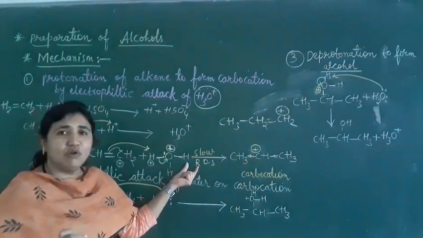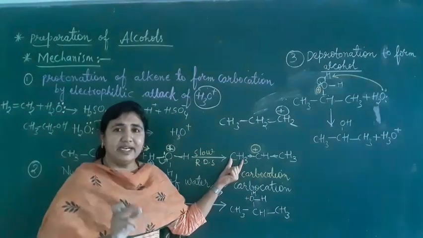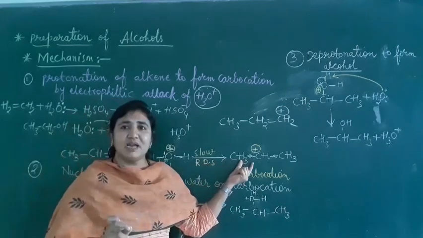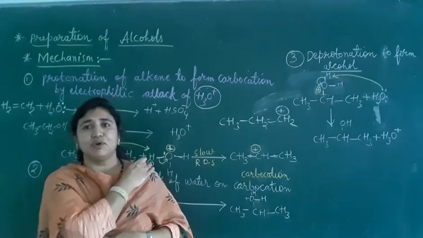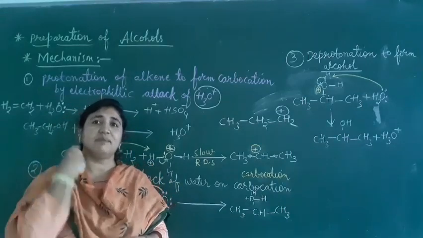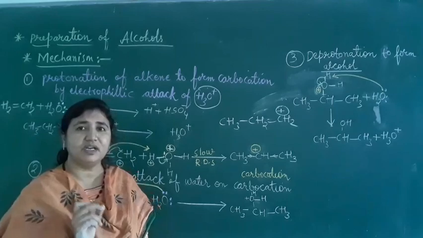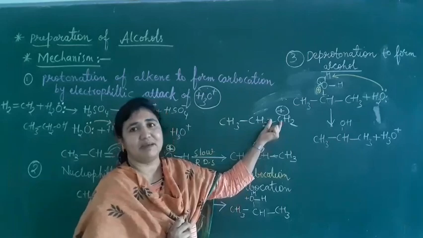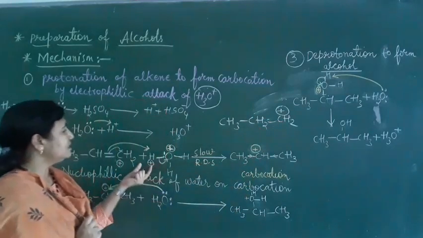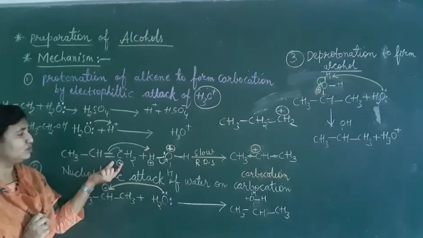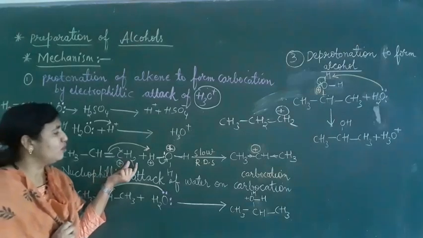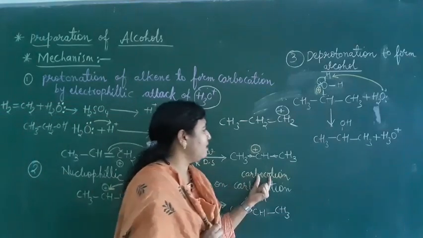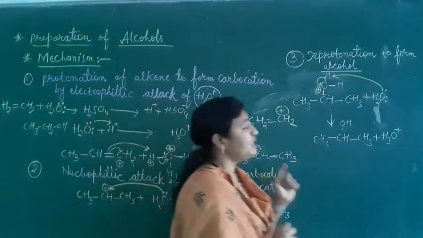See, this step is a slow step. Formation of carbocation is a slow and rate determining step. It means the more stable the carbocation, the more the rate of the reaction. So the rate of reaction depends on the stability of the carbocation. This secondary carbocation is more stable than the primary carbocation. That's why this H plus will come and attach to the carbon which already has more hydrogens, and we will get the carbocation here.